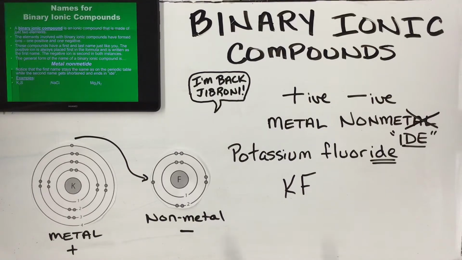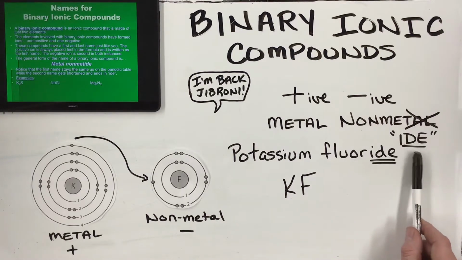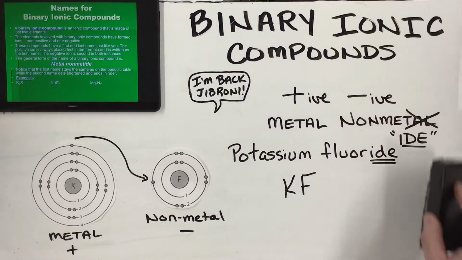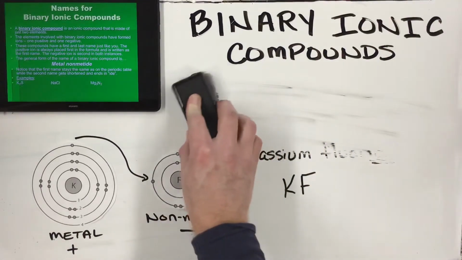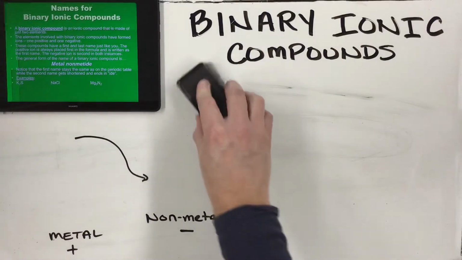The name of the metal does not change. The name of the nonmetal we shorten, so we cut off the end and we put "ide." So an easy example, potassium fluoride. All right? Now, let's do a few more examples of these. This is pretty easy stuff, right? Nothing here that you haven't seen before in grade 10.